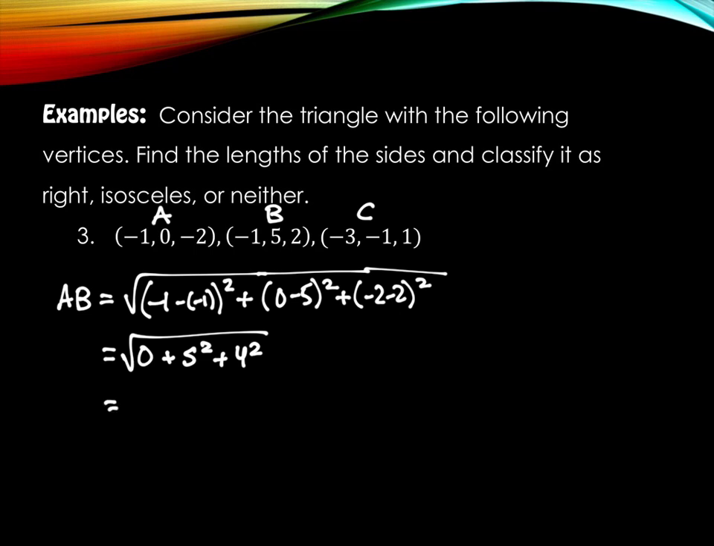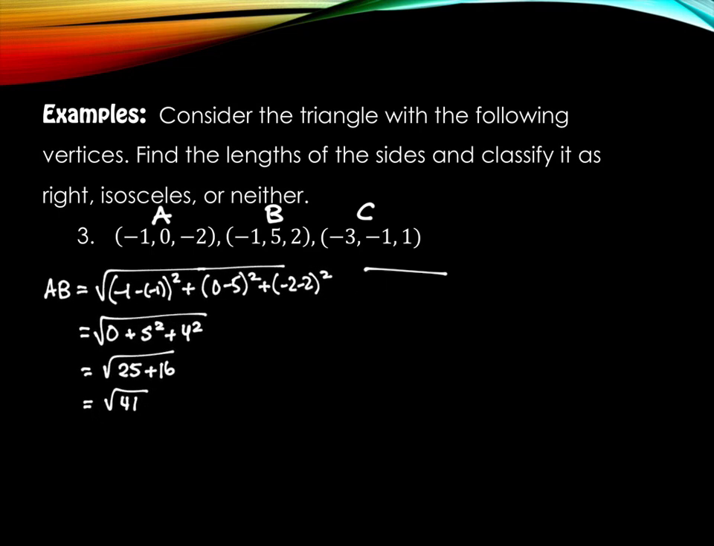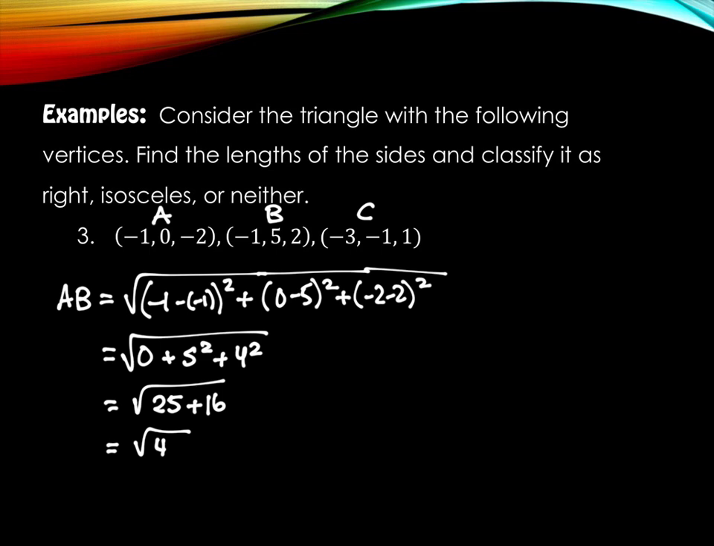Okay, so 5 squared is 25. 4 squared is 16. 25 and 16 is what? 41. That doesn't simplify, right? So square root of 41. So that's AB. I'm going to take that and shrink it so that we have a little bit more space for the next one. One more time.